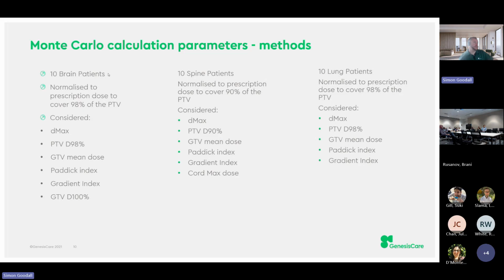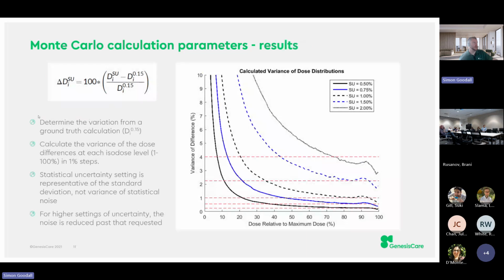So to do this, we extended it out past the spine patients. We looked at brain patients, spine patients, and lung patients, all in the SBRT or SRS context. And we considered some of the more major criteria that are used to assess these plans from a clinical perspective. And what we did, in short, is calculate each of these plans at a varying range of dose grids and statistical uncertainties, and then looked at the results.